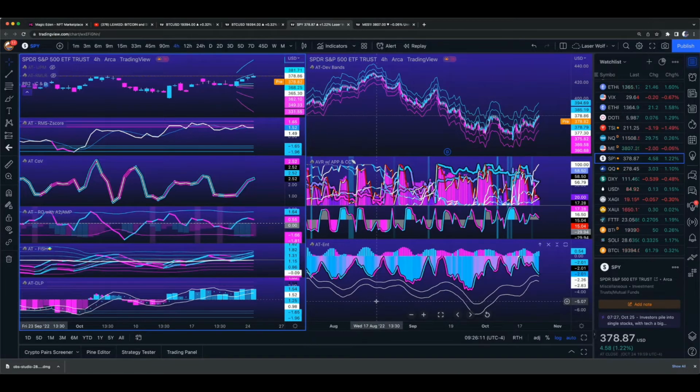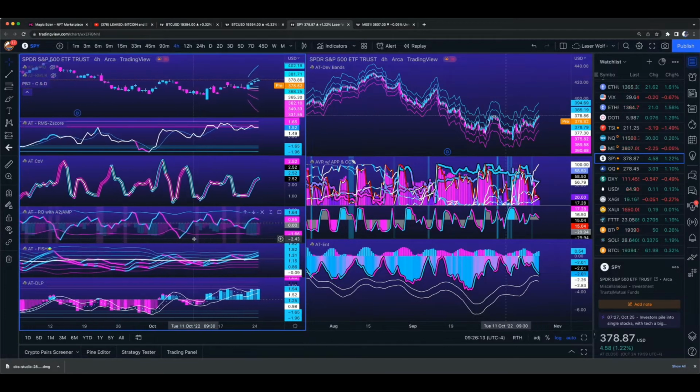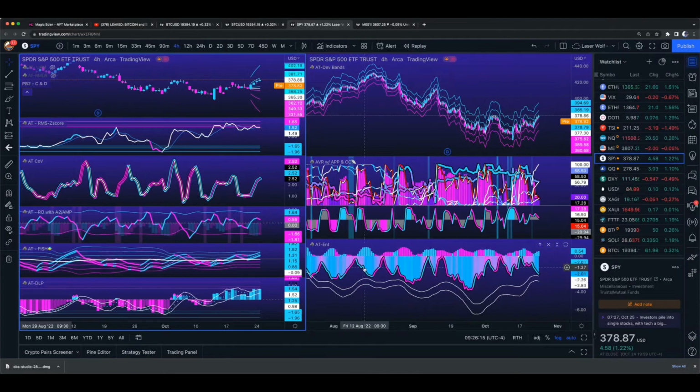So wait a minute, let me get this right. On the lower right of your screen, the one you're looking at right there, that's entropy below it, right? Yep. And what's the columns above it? Entropy percentile.